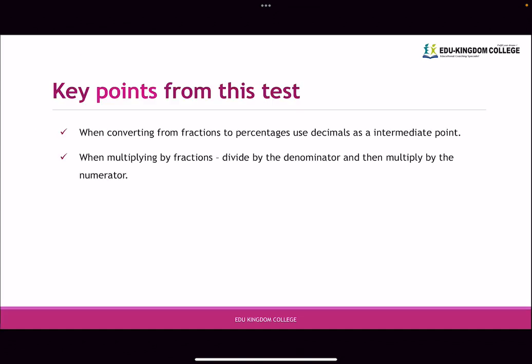Key points from the solutions video: when converting from fractions to percentages, it's always useful to use decimals as that kind of middle point. Okay, so basically when you're going from decimals to percentages, you get your fraction as well. So decimals is always good because you can use it either way. Now, multiplying by fractions, it's simplest to obviously simplify first and then divide and then multiply after.